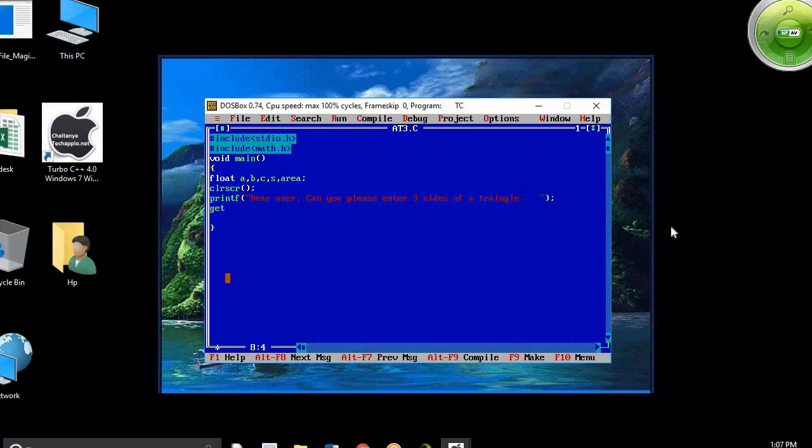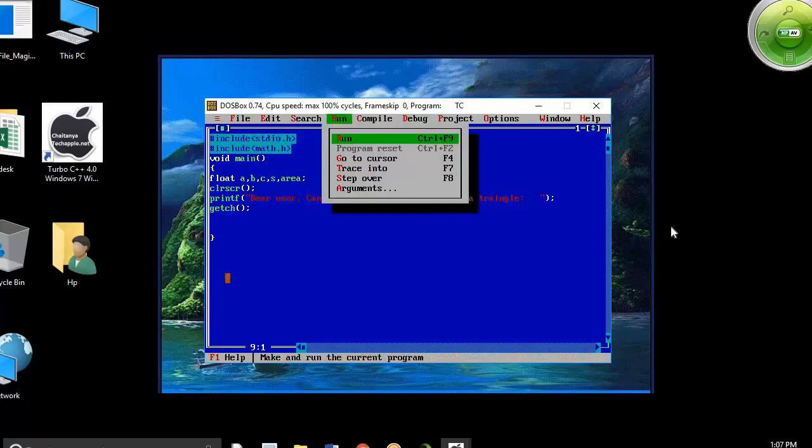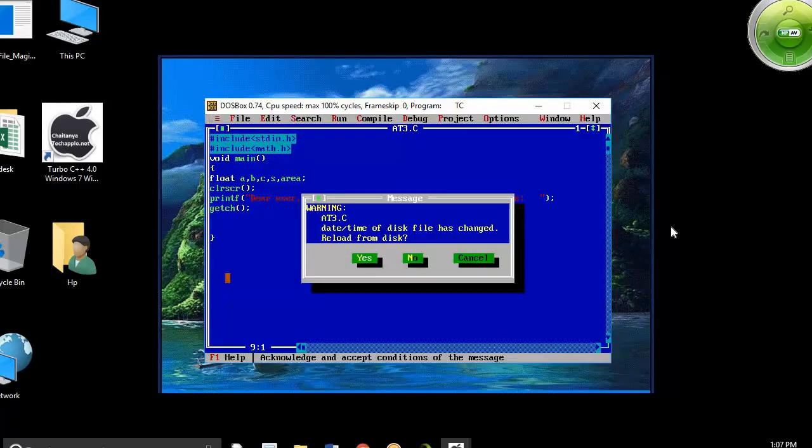Now getch means it will wait. This is not a fully written program. It just allocates the memory, it clears the screen, it prints the message and it waits. File menu, save, Alt R, run it. Memory allocated, screen cleared. Dear user, can you please enter three sides of a triangle? Getch, to get one character, it is waiting, but it is not taking any three values.